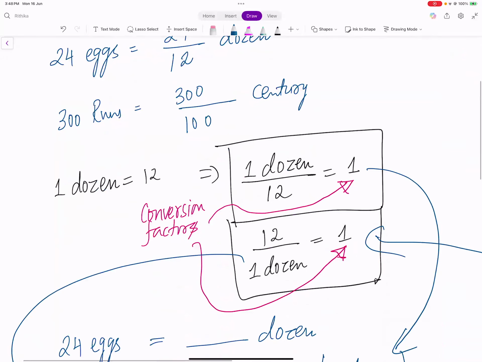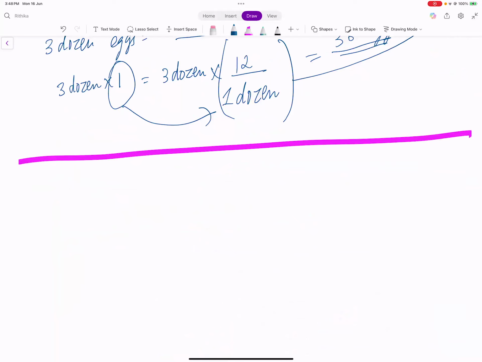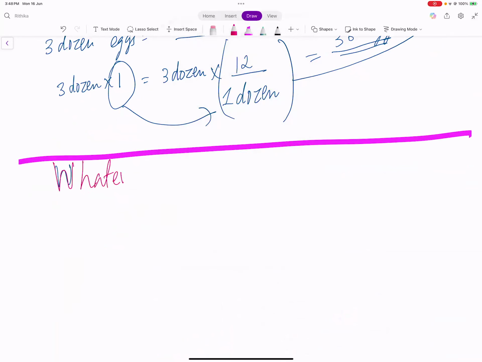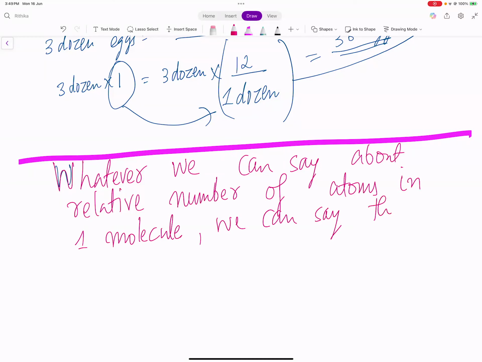Now, this is our counting principle. Our counting principle is this: whatever we can say about a relative number of atoms in one molecule, we can say the same thing about the relative number of moles.